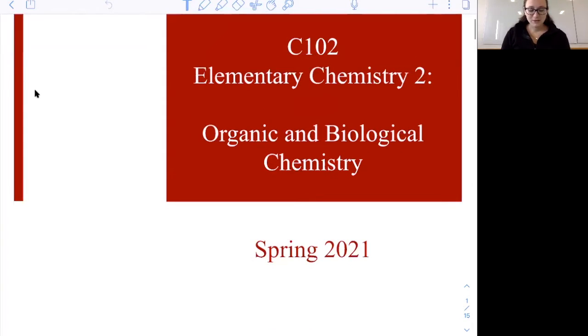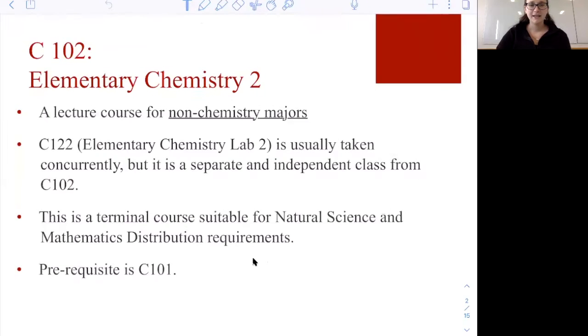This course is C102, Elementary Chemistry 2. It is a lecture course for non-chemistry majors. So if you're watching this video right now and you are a chemistry major, shoot me an email and we can get you on the right track into the course you really need. This class typically is taken alongside C122, which is the associated lab course. However, that is an independent class. That is not the same course as this.